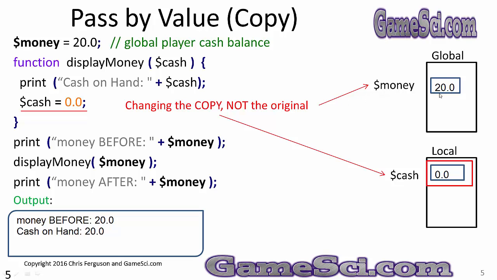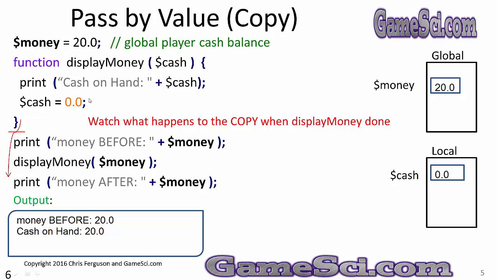The variable money I set as a parameter when I originally called display money doesn't change at all. This is an important insurance policy. It tells you when your code is executing and you pass one of your variables as a parameter to another function, that function cannot change your variable. The original stays the same. The copy gets zeroed out, but the original stays the same.